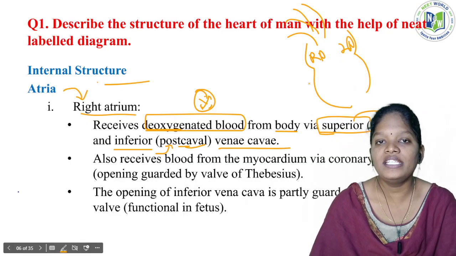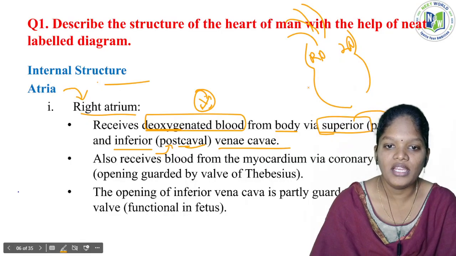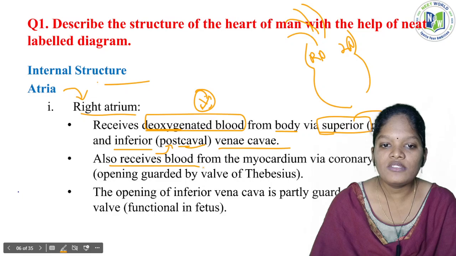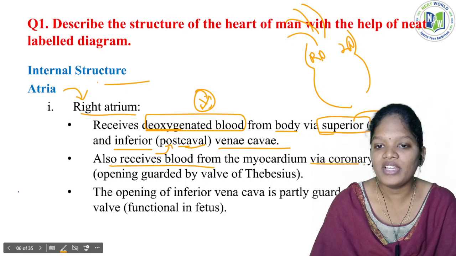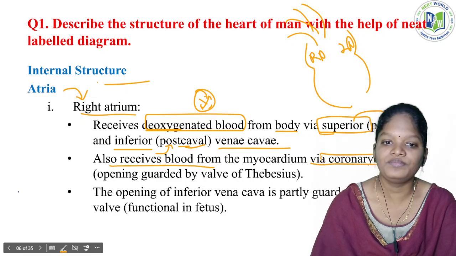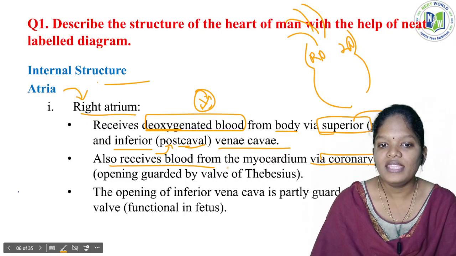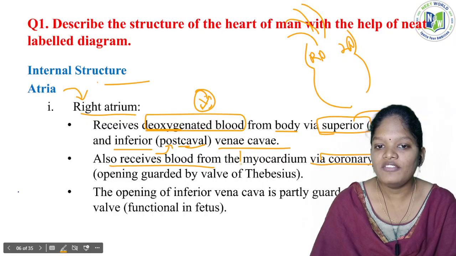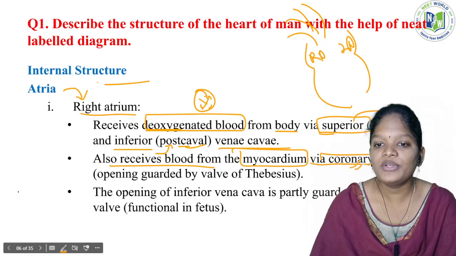Anyhow, this atrium receives the deoxygenated blood. Now, it also receives blood from the myocardium via the coronary sinus. See, they are receiving the blood from the myocardium, which is nothing but the middle wall, via the coronary sinus.